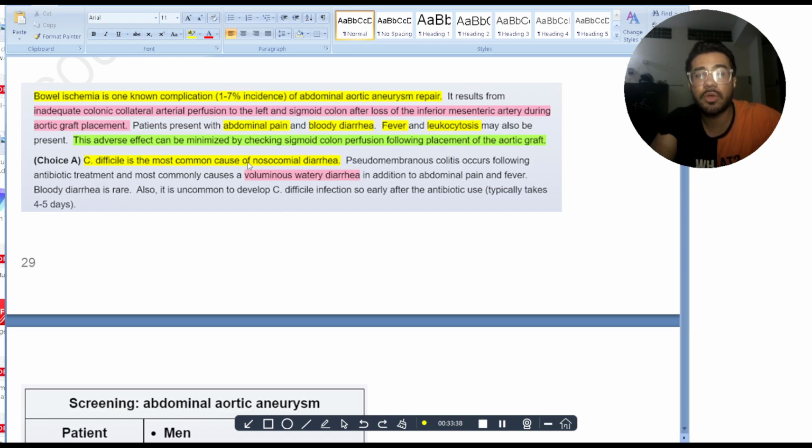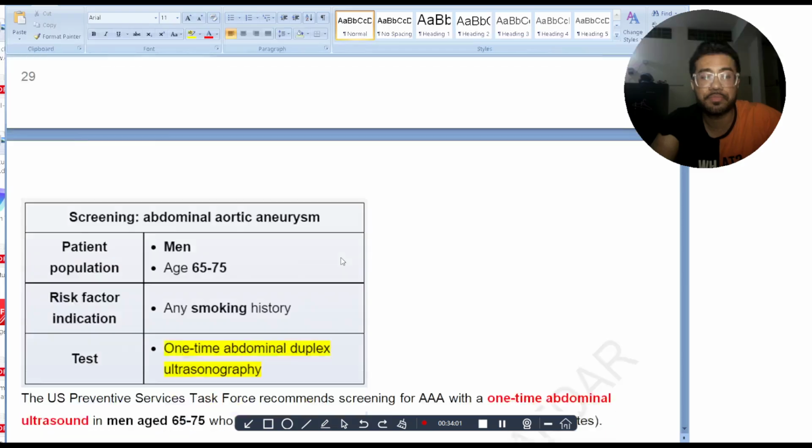C. diff is the most common cause of nosocomial diarrhea. Pseudomembranous colitis occurs following antibiotic treatment and most commonly causes voluminous watery diarrhea, not bloody diarrhea. In addition to abdominal pain and fever, these are overlapping, but the voluminous watery diarrhea, not the bloody diarrhea, helps differentiate. Bloody diarrhea is rare. It is also uncommon to develop C. diff infection so early on.